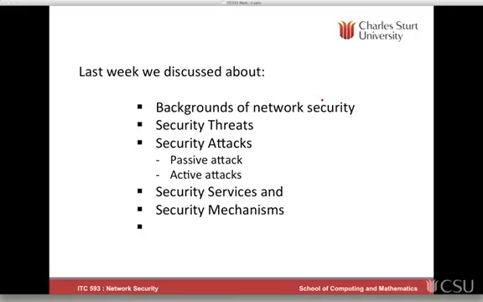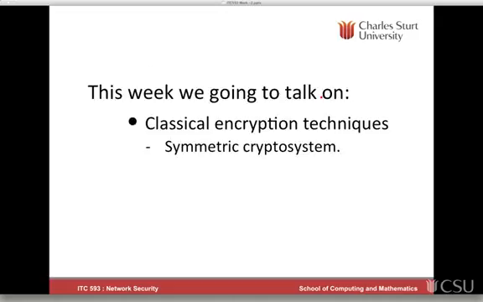In our first week lecture, we talked about introduction to network security, and we also gave some background of network security. We also discussed security threats, security attacks, both active and passive attacks. We also discussed details on security services and mechanisms. This week we will talk about classical encryption technique, as I mentioned in the first slide.